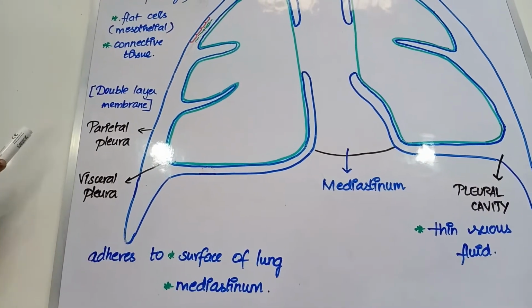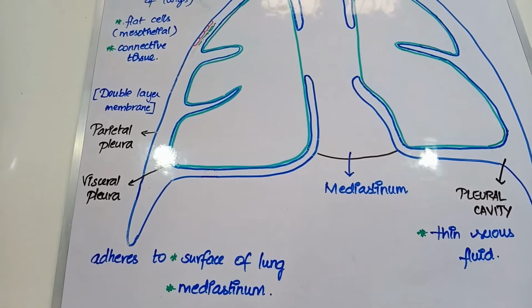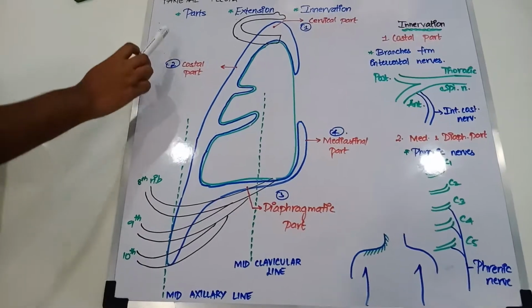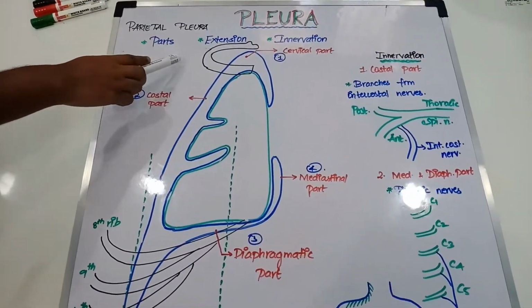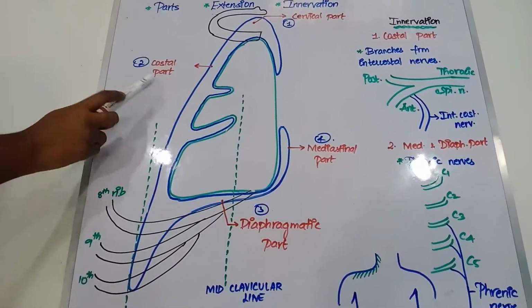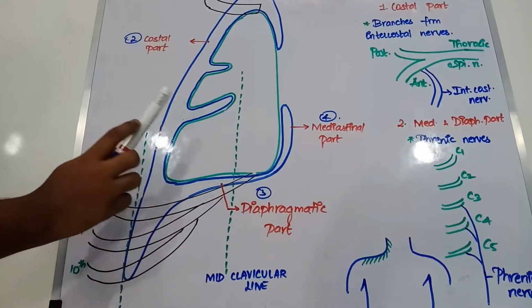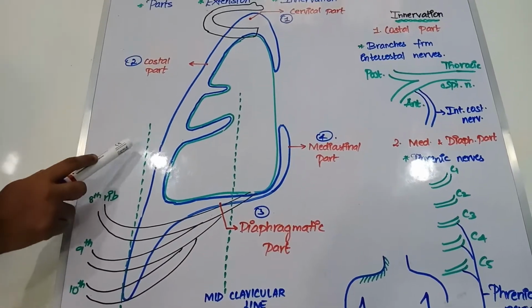Now we'll see about the parietal pleura. We'll see about its parts, its extension and its innervation. First we'll see about its parts. It is divided into 4 parts according to the organ it is related to.